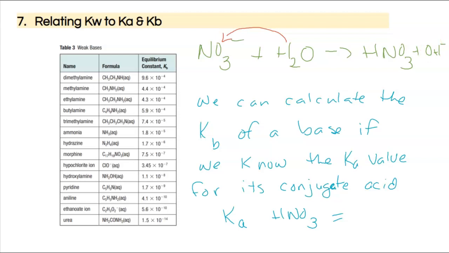Okay, so again, if we want to know the Kb for this one, we need to know the Ka for this one. And that's what today's lesson is going to be all about. How do we get around the fact that the Kb table in a particular resource may not give us all of the Kb values that we need? What is an alternate method of calculating this?